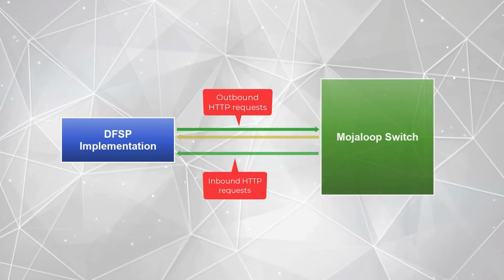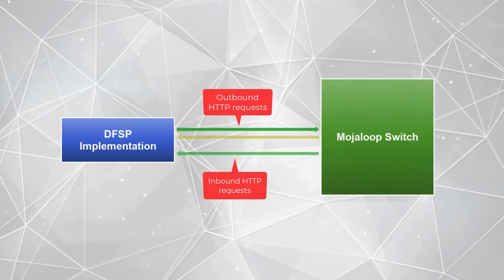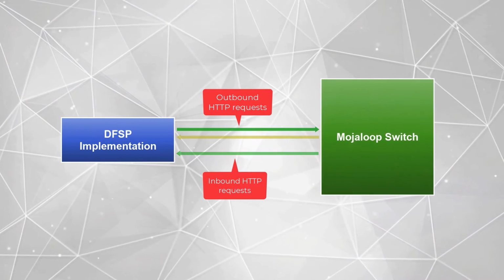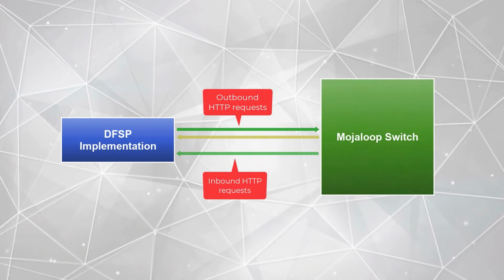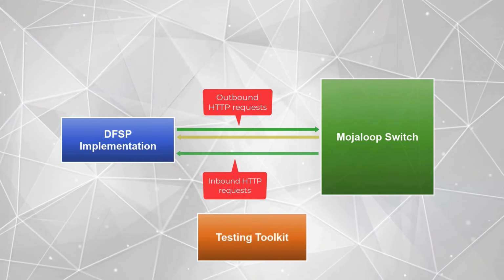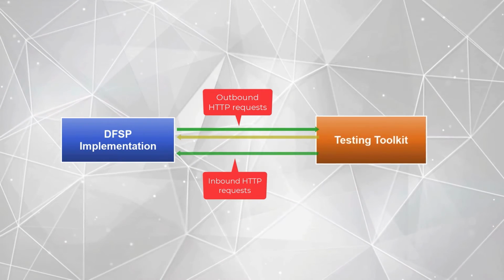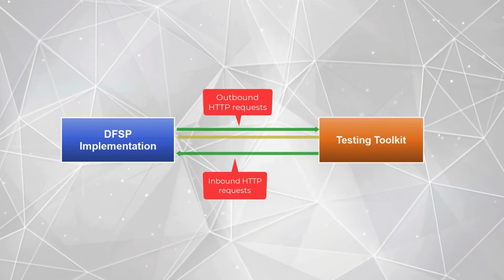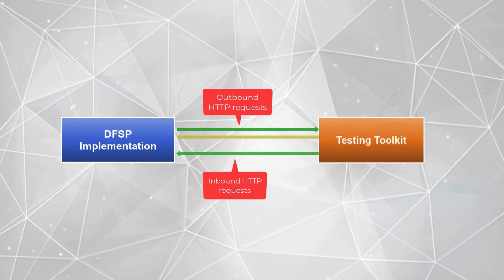To run a whole Mojoloop switch on the local machine demands higher hardware specifications, and also he may not be able to alter the switch functionality in a way he wants to test his implementation. That's where the Mojoloop testing toolkit comes into picture. We can replace the real Mojoloop switch with the testing toolkit. It can simulate a switch or another DFSP, as we can provision any API in the testing toolkit.